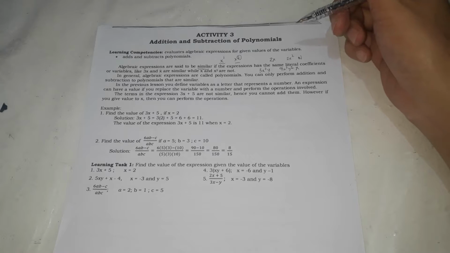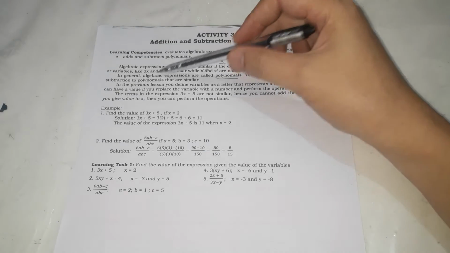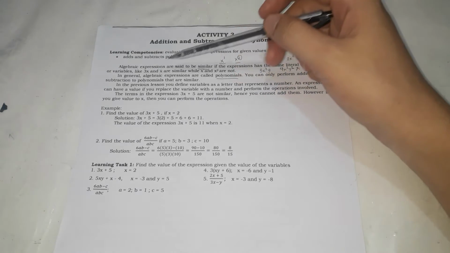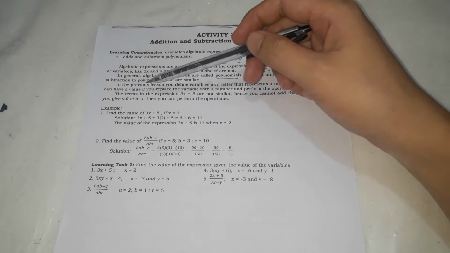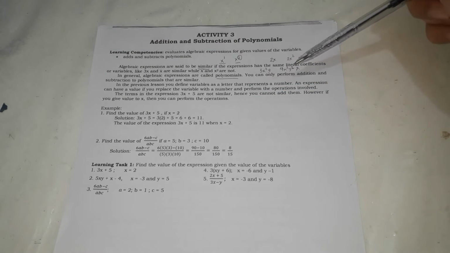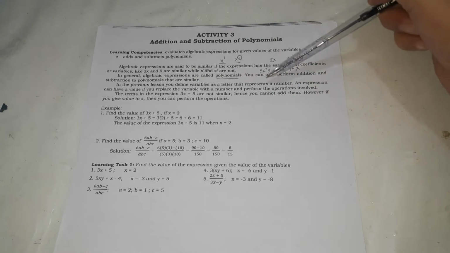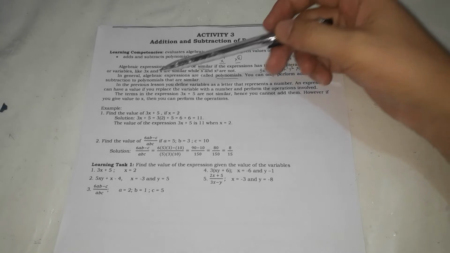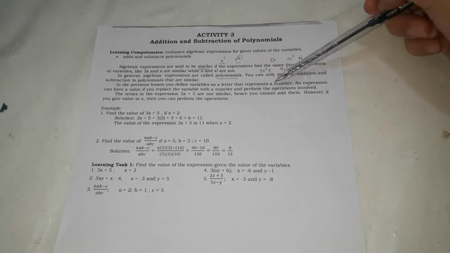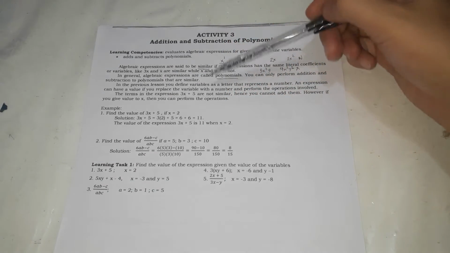In general, algebraic expressions are called polynomials. So polynomials kapag there are algebraic expressions. You can also perform addition and subtraction to polynomials that are similar. In the previous lesson, you defined variables as letters that represent a number. An expression can have a value if you replace the variable with a number and perform the operations involved. The terms in the expression 3x plus 5 are not similar, hence you cannot add them. However, if you give value to x, then you can perform the operations.